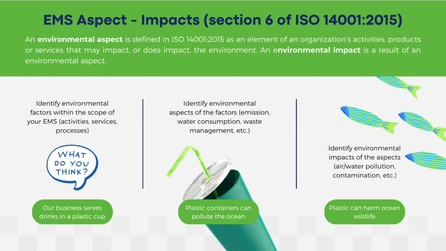How to identify aspects and impacts? First, you need to know the environmental factors within the scope of your EMS. For example, your business serves drinks in a plastic cup. Second, you need to know the environmental aspects of that factor. For example, plastic containers that you use can pollute the ocean. Third, you need to know the environmental impacts of the identified aspects. For example, that plastic can harm ocean wildlife.